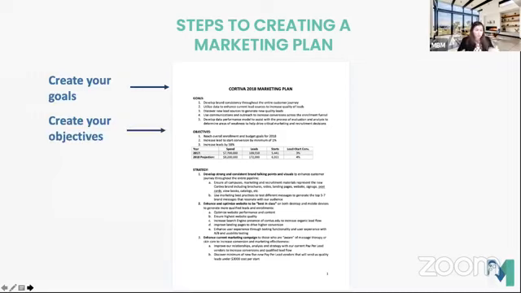Then you want to create your objectives, right? And again, these are hard numbers, right? So I like putting straight numbers of what I'm trying to achieve numbers wise. This is really important because it gives you that destination of where you're heading. Then you want to create your strategy, which is the what. What are you actually going to do?